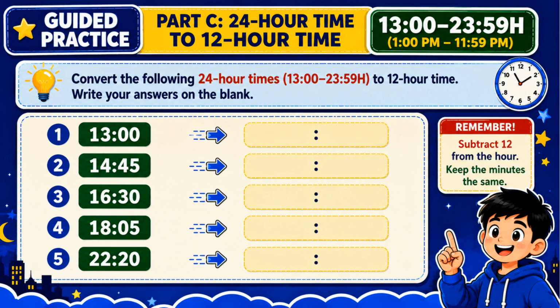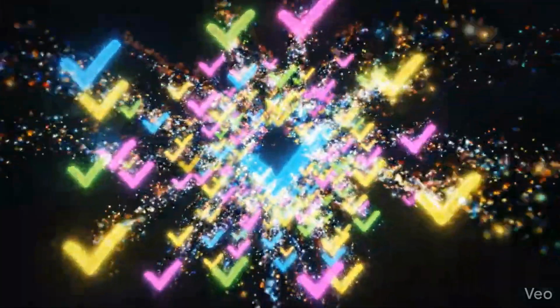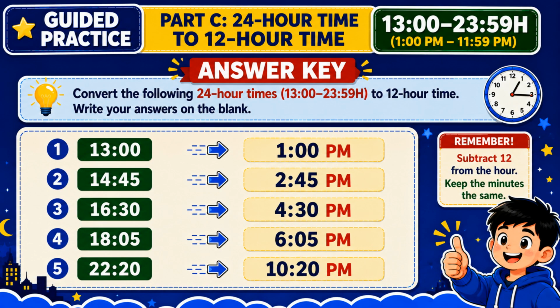Now it's your turn. Convert each 24-hour time into 12-hour time. Remember our rule? Subtract 12 from the hour, keep the minutes the same, and add PM. Let's check your answers.